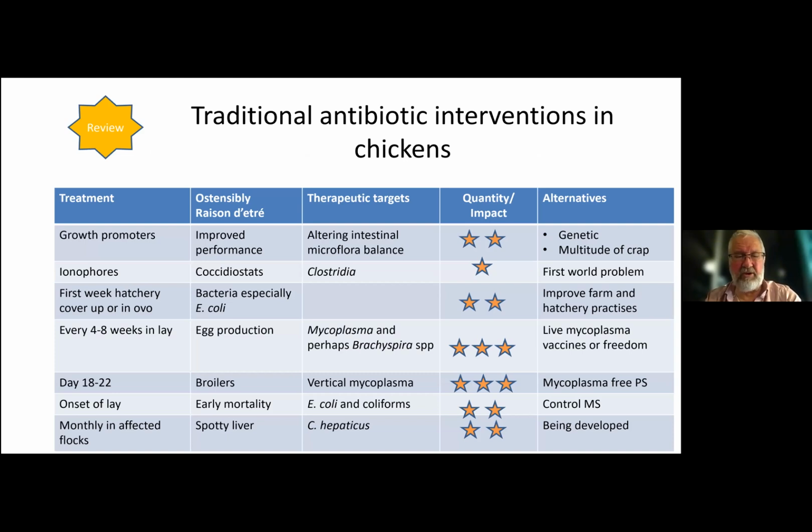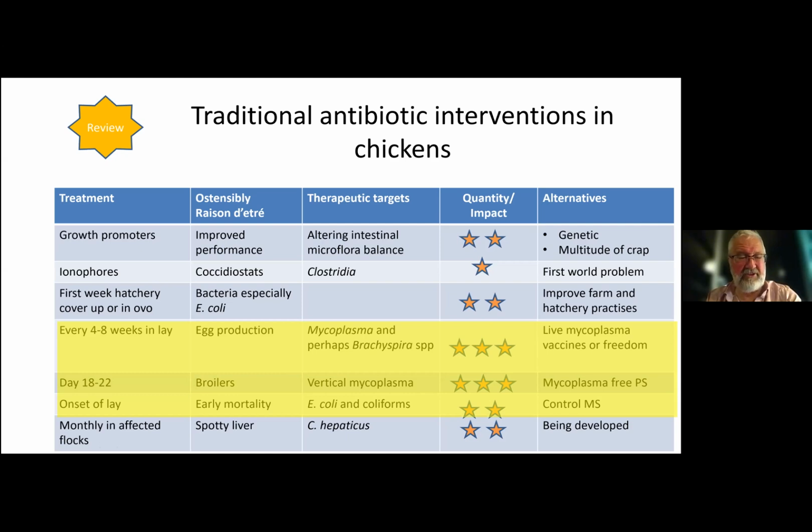I'm not going to talk that much about this. I'm just going to say some of the traditional antibiotic interventions we've done in chickens, growth promoters. I don't know whether I'd put these and ionophores as the biggest problems for Nigeria. A lot of antibiotics has been used in chickens to cover up the first week or the hatchery quality problems, and I think that should be attacked more by looking at improving farm and hatchery practices.